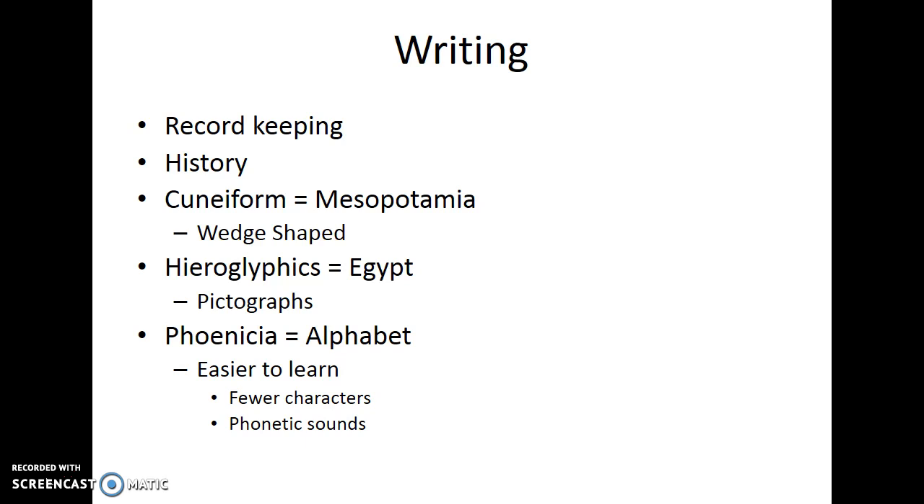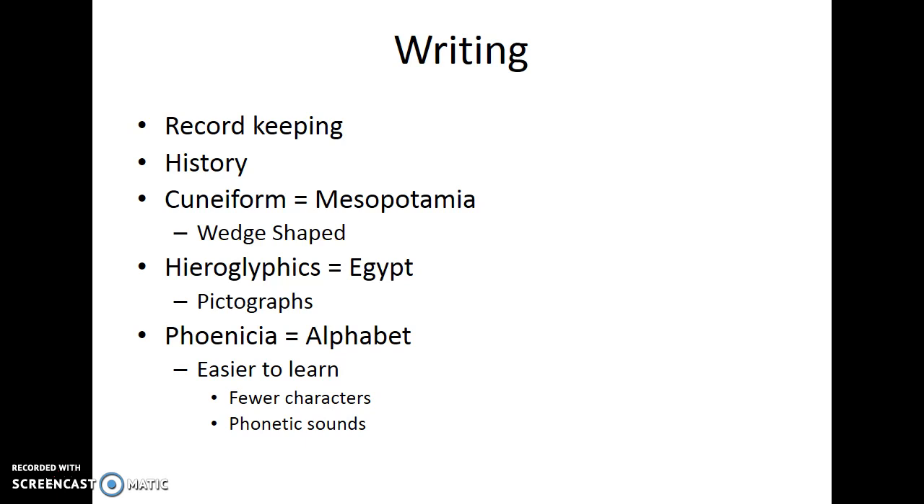In Egypt, their form of writing is called hieroglyphics. So this is a little bit different from cuneiform. Egyptian writing is what we call pictographs. So each of those pictures that you saw in the Egyptian hieroglyphics represented a particular word or idea, concept. That's the idea of a pictograph. A picture represents a word or a concept.